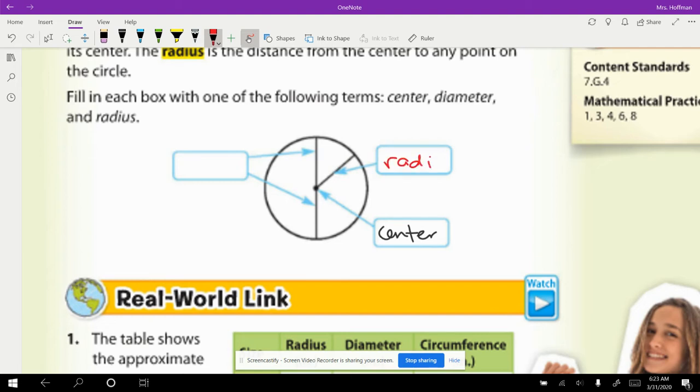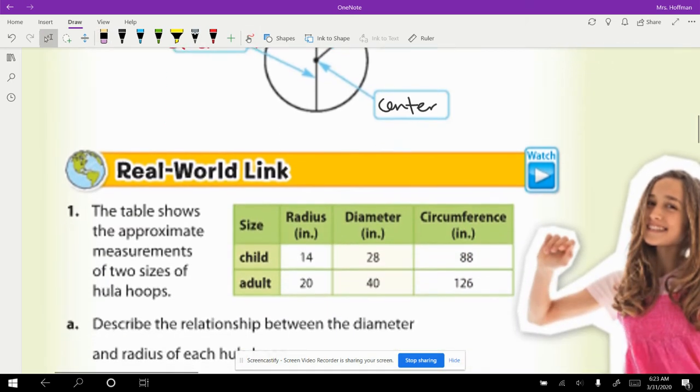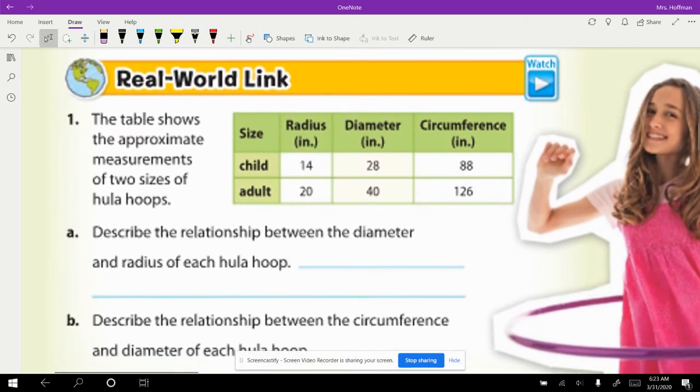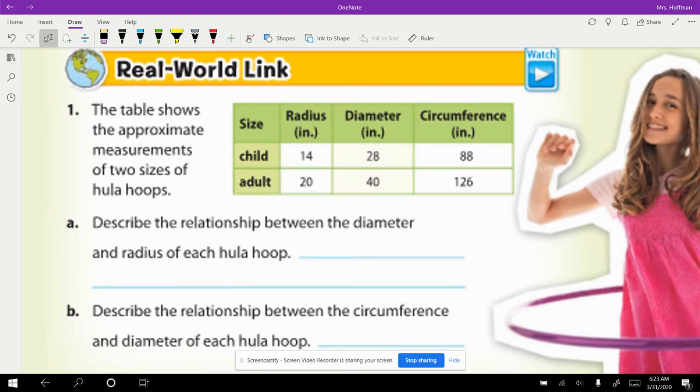It's halfway across. It's smaller than the diameter, and the diameter is twice that size. So that's referring to this entire line here. So this is diameter. There we go. And then moving down toward the bottom, it says describe the relationship between the diameter and the radius of each hoop. So take a second to look at that.